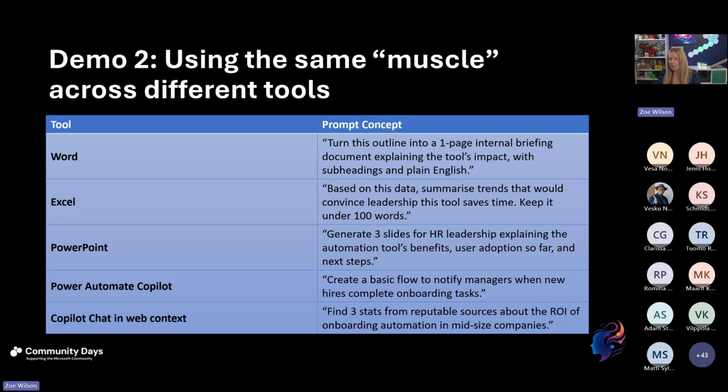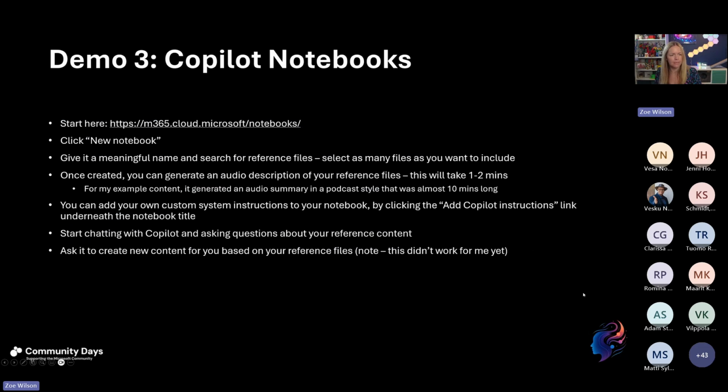I could ask PowerPoint to generate slides. I could use Power Automate Copilot to help me create a really simple workflow that will let managers know when new people are starting to onboard into this process. And I could even use Copilot Chat to search the web for examples from other companies about the return on investment of onboarding automation in mid-sized companies.